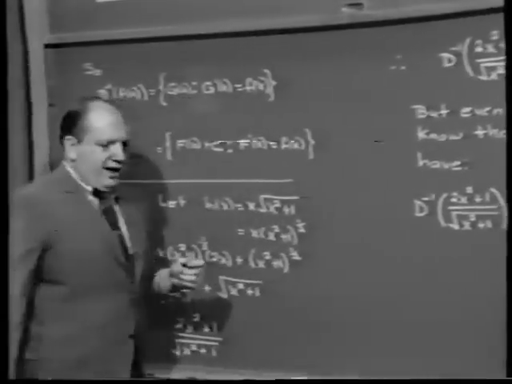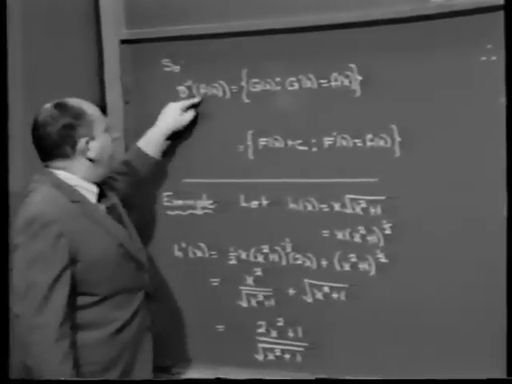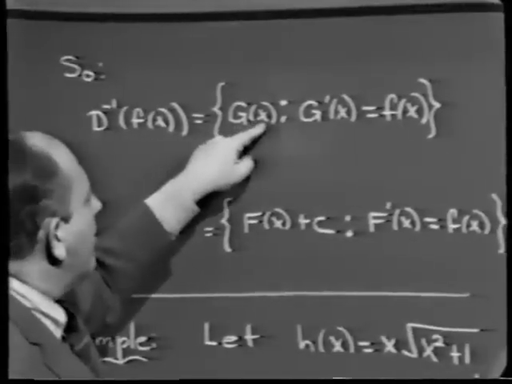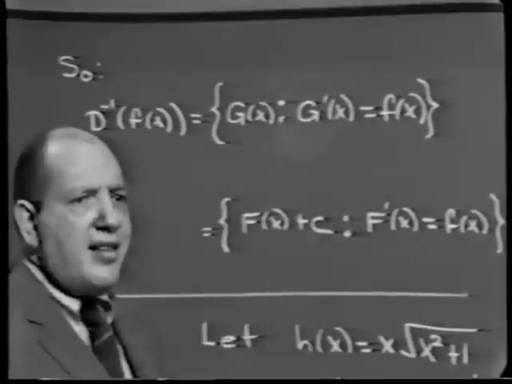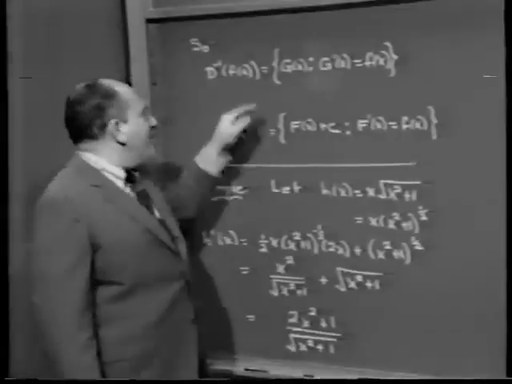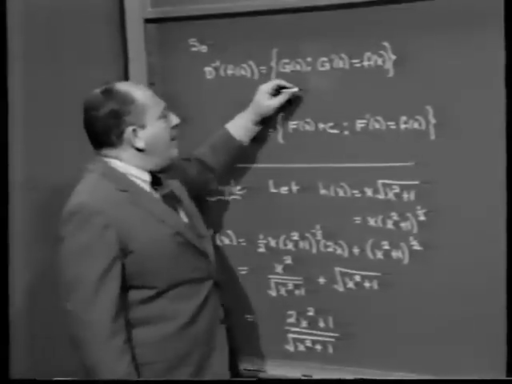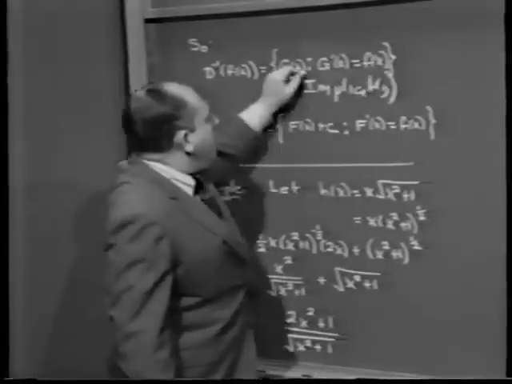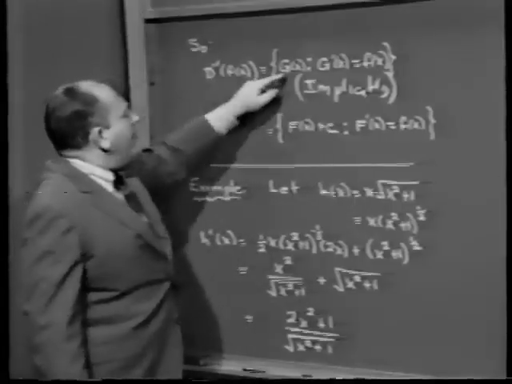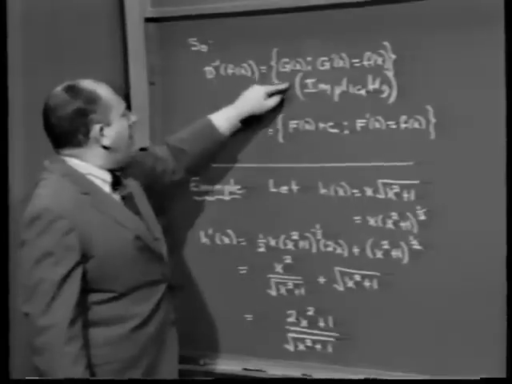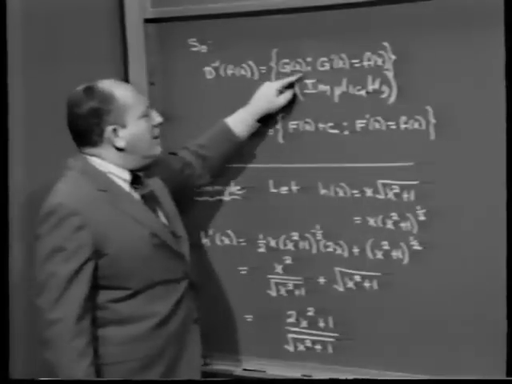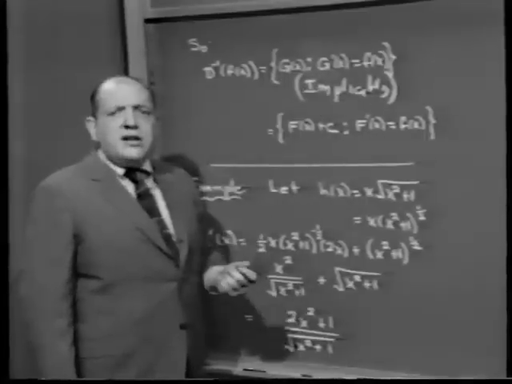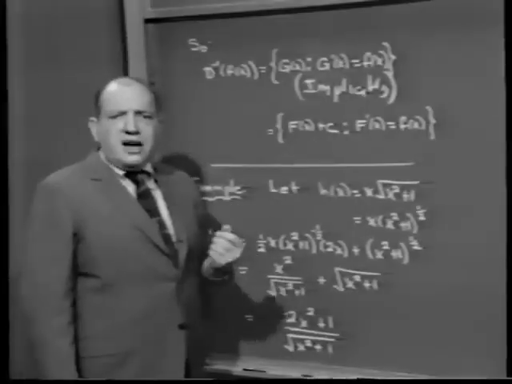So let's generalize again. What do we mean by D inverse of f of x? We mean what? The set of all functions g of x whose derivative with respect to x is the given f of x. See, that's exactly what the inverse function means. And by the way, notice that this tells me my set implicitly. Let me put that in parentheses over here. Namely, suppose somebody says, does g of x belong to this particular set called D inverse? All I have to do is differentiate the given g and see if I get f. If I do, g belongs to the set. If I don't, it doesn't belong to the set.